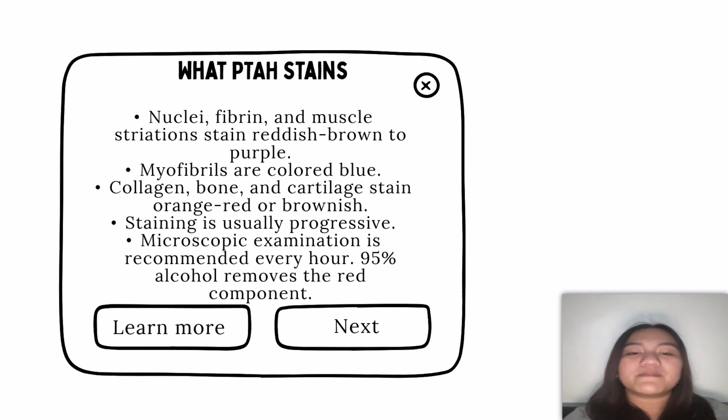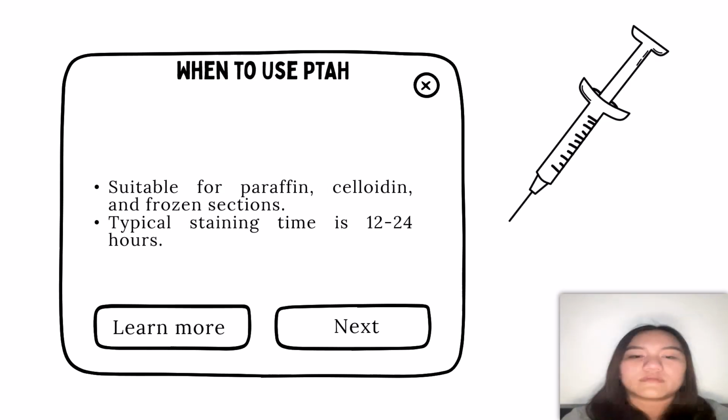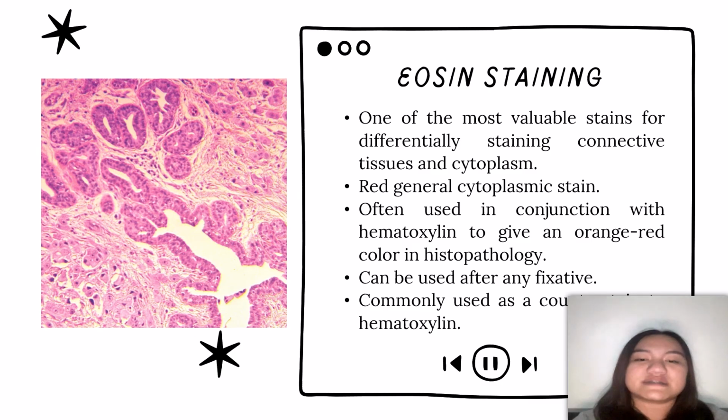Staining is usually progressive, so microscopic examination is recommended every hour, and 95% alcohol removes the red component. PTAH is suitable for paraffin, celloidin, and frozen sections, with a typical staining time of around 12 to 24 hours.